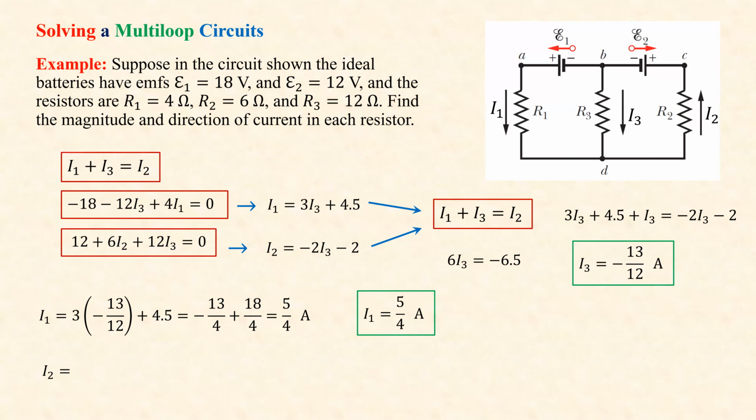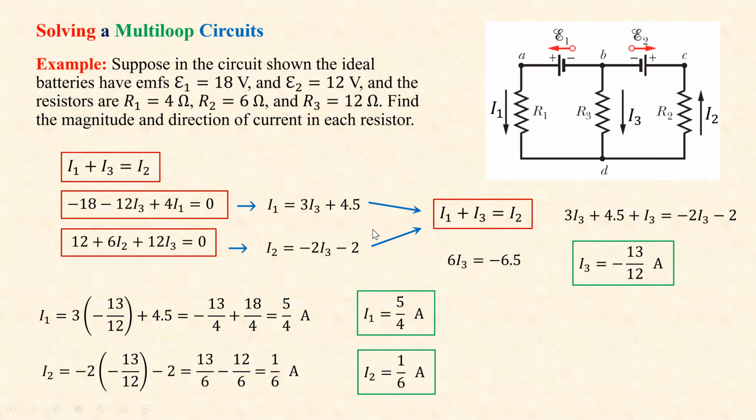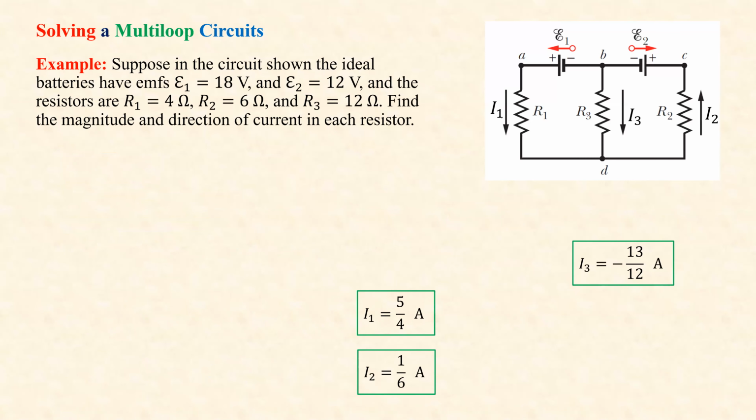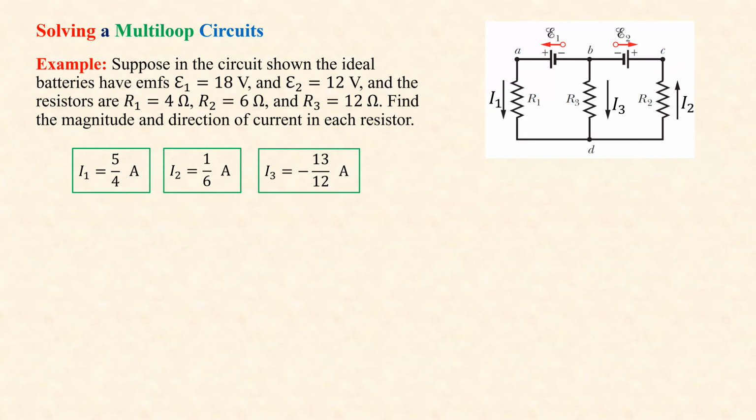And I2, according to this, becomes negative 2 times negative 13 over 12 minus 2, which becomes 13 over 6 minus 12 over 6, becomes 1/6 of an amp. So the direction of I2 is correct because it is positive. All right? So these are the solutions. Any questions?